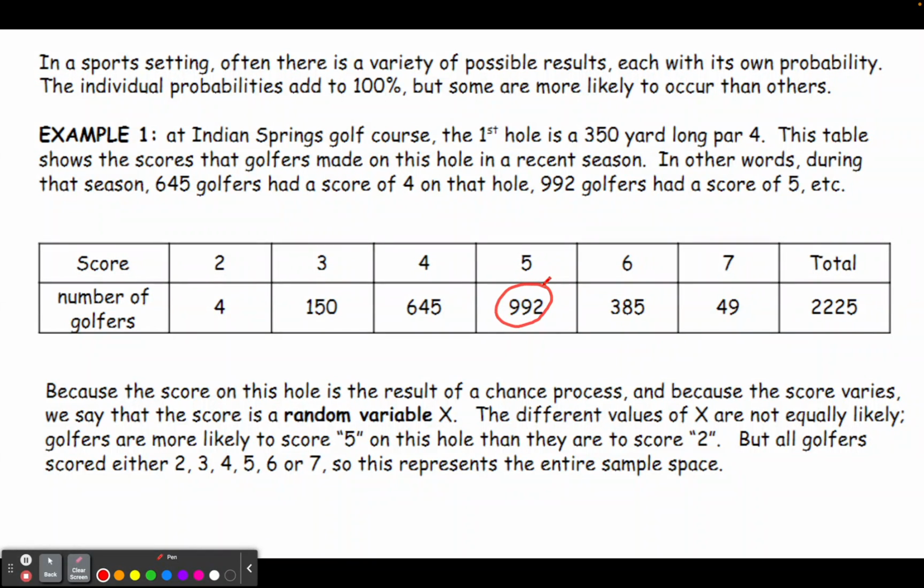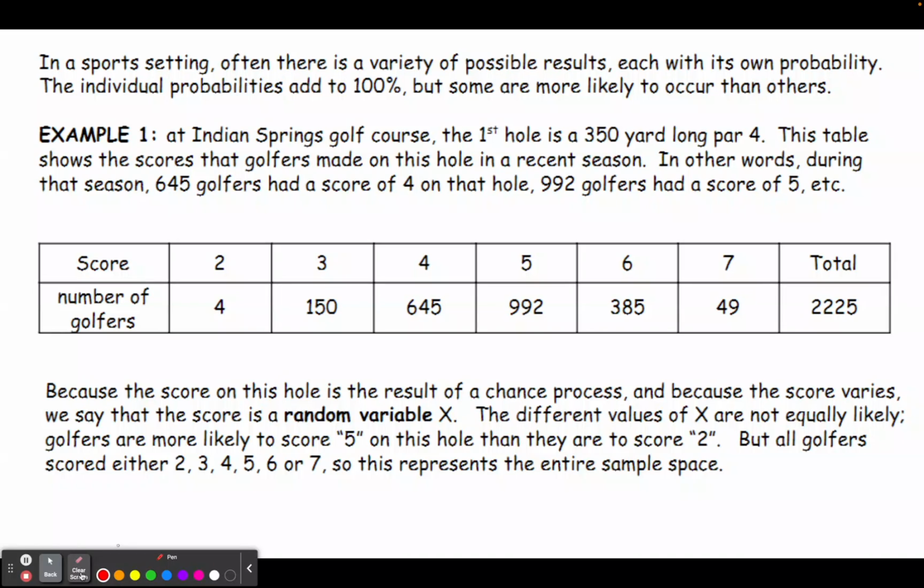And in this golf example, we can see that the most likely outcome is for a golfer to score 5, right? Because 992 of the golfers got a 5. Whereas very few of the golfers, only 4 out of the 2,225 that attempted that hole, were able to finish the hole in 2 shots. So the different values of the score are the different values of our random variable, and then we have the number of golfers, or the frequency, for each of those values.